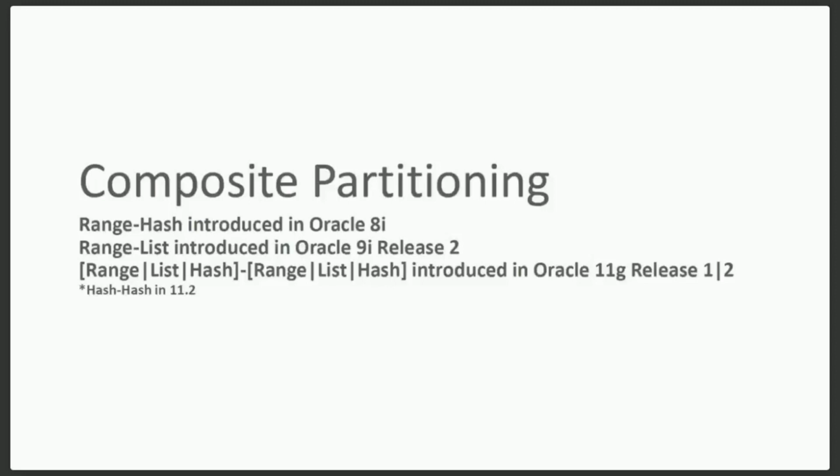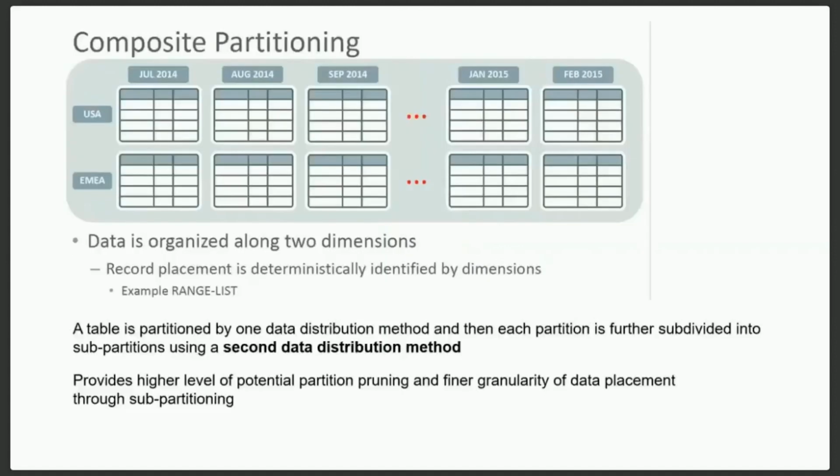Moving on then, we came up to another version of partitioning, which is called composite partitioning. So we had range, we had hash, we had list, and then there was a requirement maybe to sub-partition a little further. So you have a table that's range partitioned, maybe now you want to hash partition it as well. What composite partitioning does is organize data based on 2 dimensions.